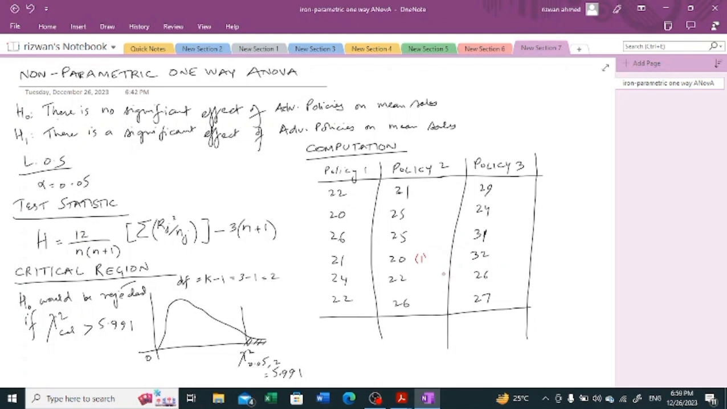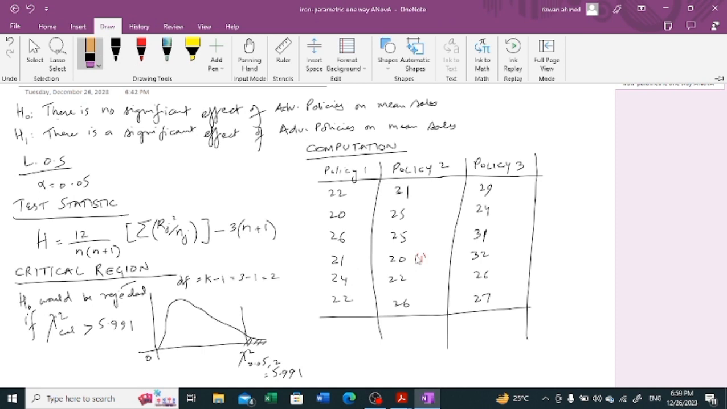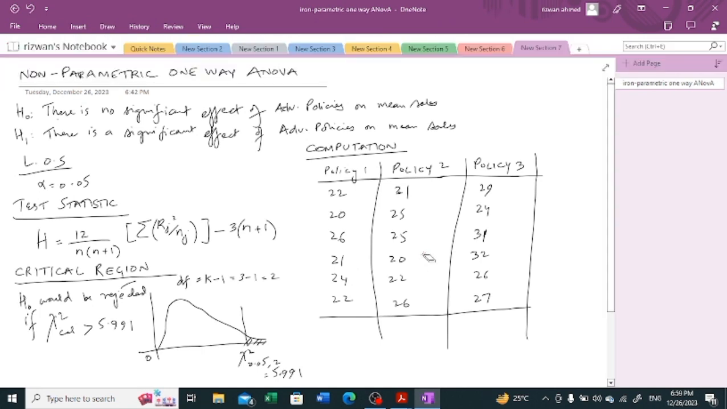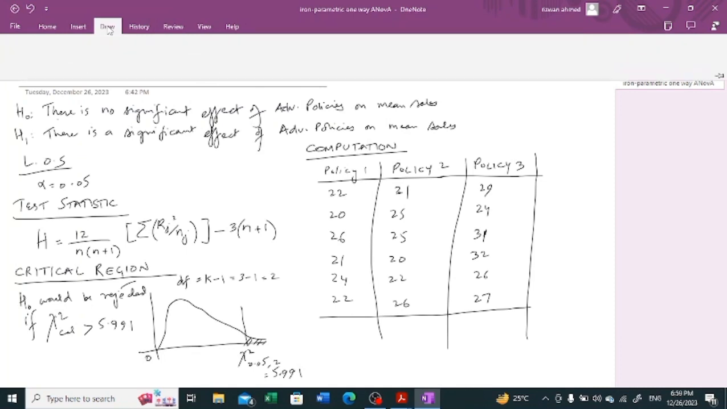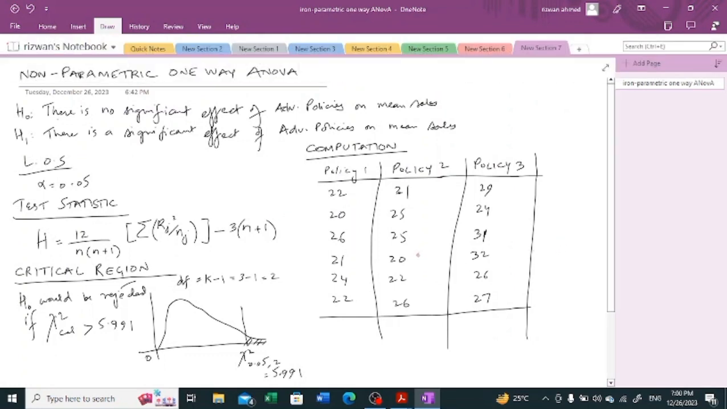There are two 20s, so we go for the average. This is what we do when numbers are repeated. If these two numbers were different, we would have assigned them the ranks of 1 and 2. Since the two numbers are repeated, we go for the average of the two values. So that's 1.5 and 1.5. How do we get this 1.5? By taking the average of 1 and 2. So the first two ranks have been utilized already.